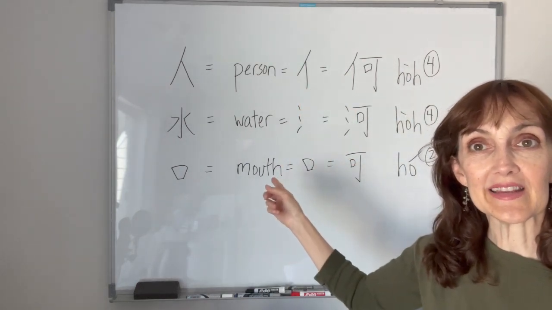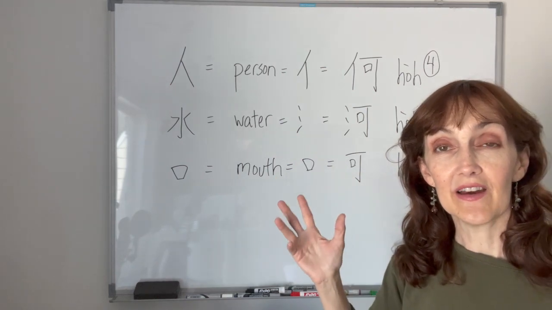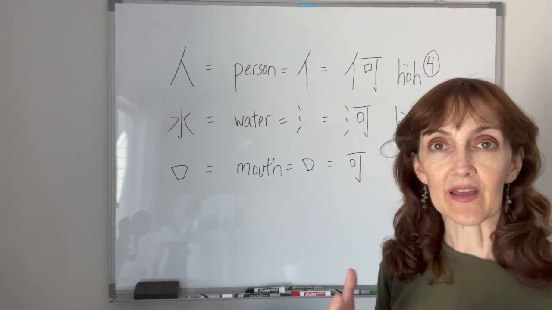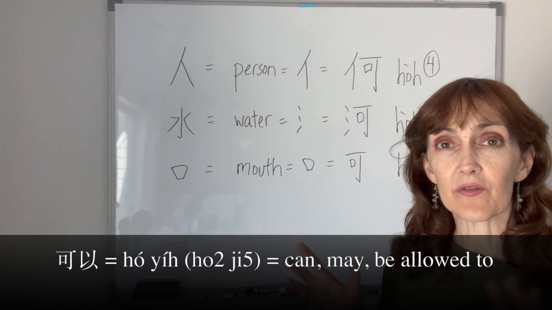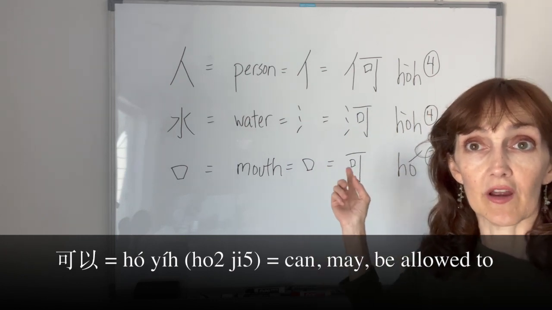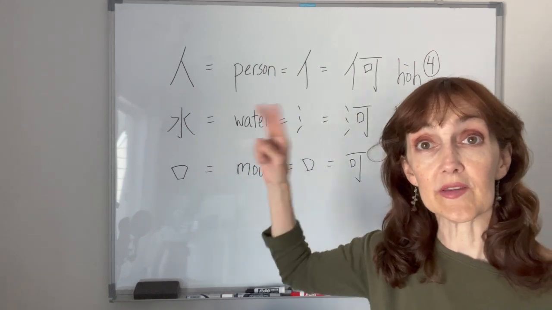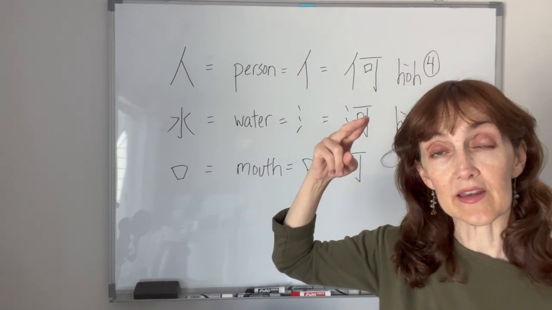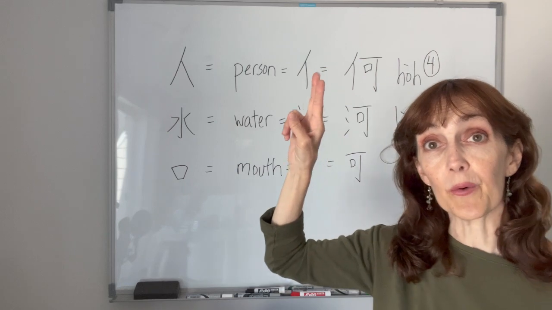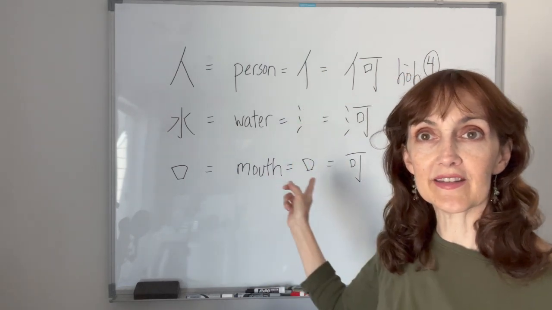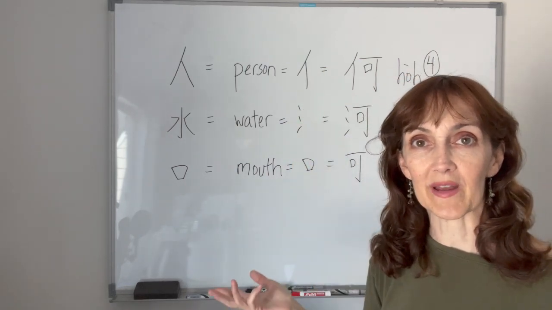And this one means can or able to do something, like ha yi, right? That's one of the definitions of that character. It is the mouth radical though. So here we've got mouth, which is hao, your second tone mid-rising hao for mouth. And in radical form, it kind of looks the same.